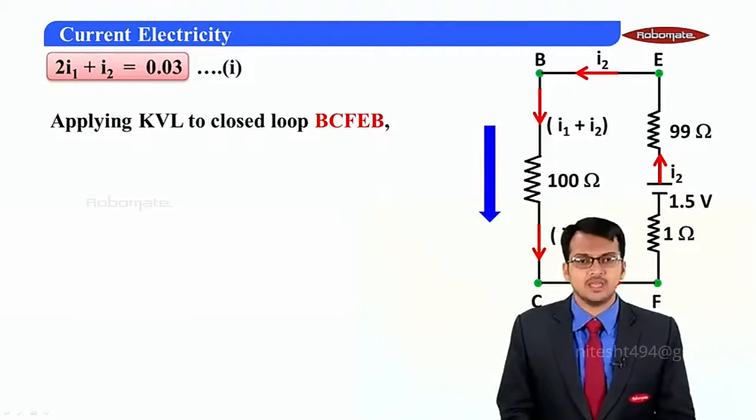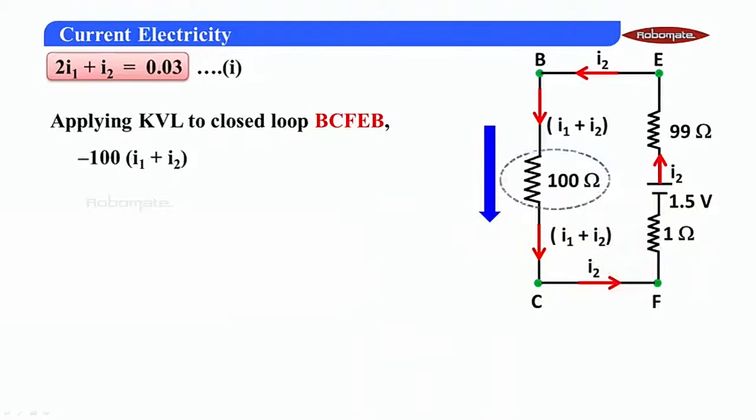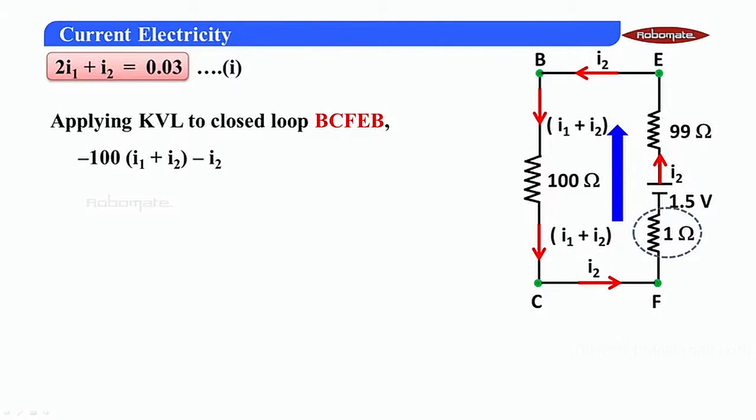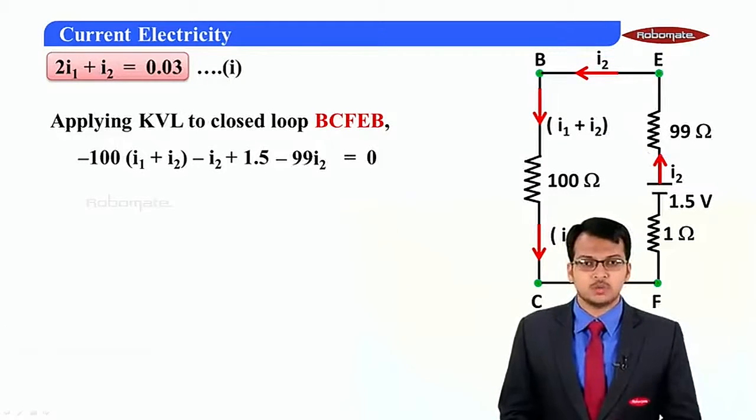Similarly, I'll apply KVL in my second loop, that is B, C, F, E, B. So when I apply KVL, what about BC? Yes, 100 ohms in the direction of tracing, so minus 100 times I1 plus I2. Do I have anything in CF? No, I don't have. Do I have anything in FE? Yes, I have. So minus I2 into 1 ohm plus 1.5 minus 99 into I2 should be equal to 0, because I don't have anything in branch BE.